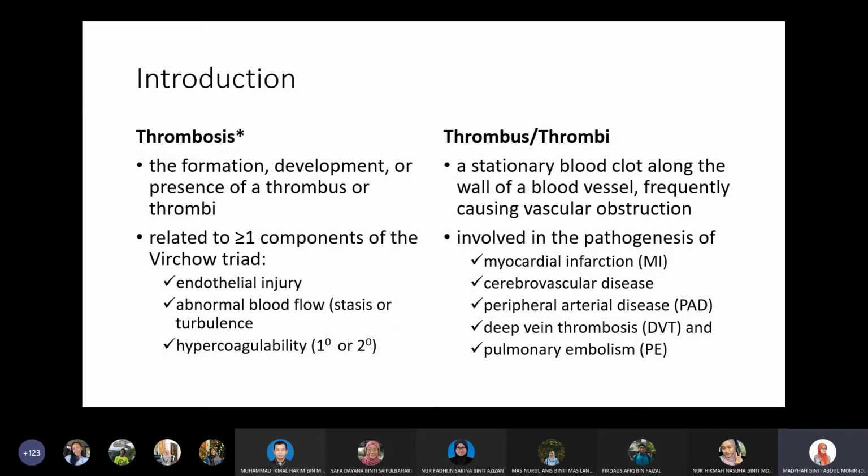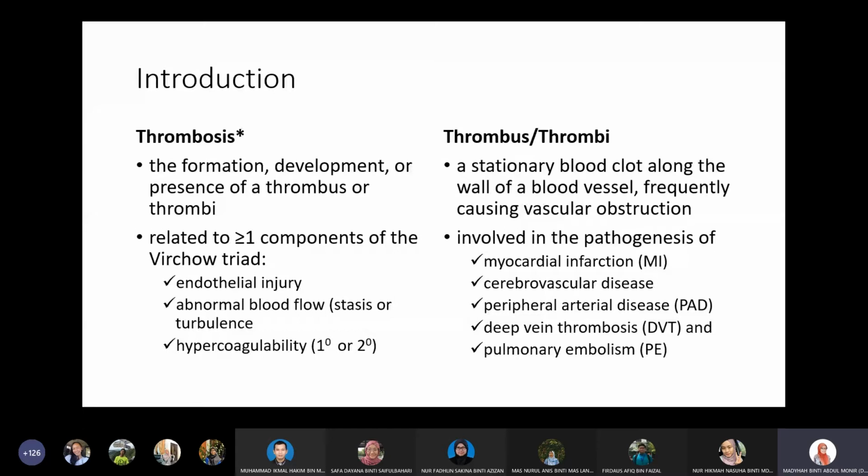All right. So as already explained by Dr. Umi, for thrombosis, it relates to more than one component of the Virchow's triad. Since it is a triad, there are three main primary abnormalities for the formation of thrombus. The first one is endothelial injury. Second is abnormal blood flow, whether it is stasis or turbulence, and also hypercoagulability, primary or secondary. So you need at least one of these components for the formation of thrombus.